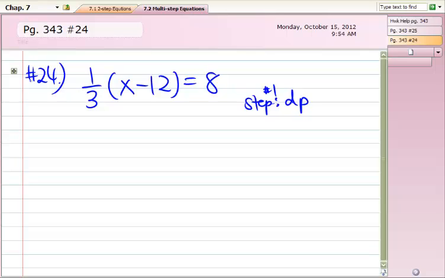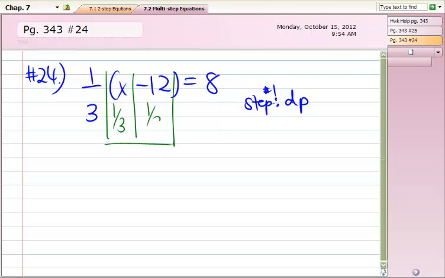So I'm going to make boxes to help me organize the problem. I'm going to take the 1/3 and multiply that with everything in the parentheses. So 1/3 is shared with x, 1/3 is shared with negative 12. Now I'm going to go ahead, share, and then multiply. So I'm going to multiply straight down. X times 1/3 is going to give us 1/3 x.